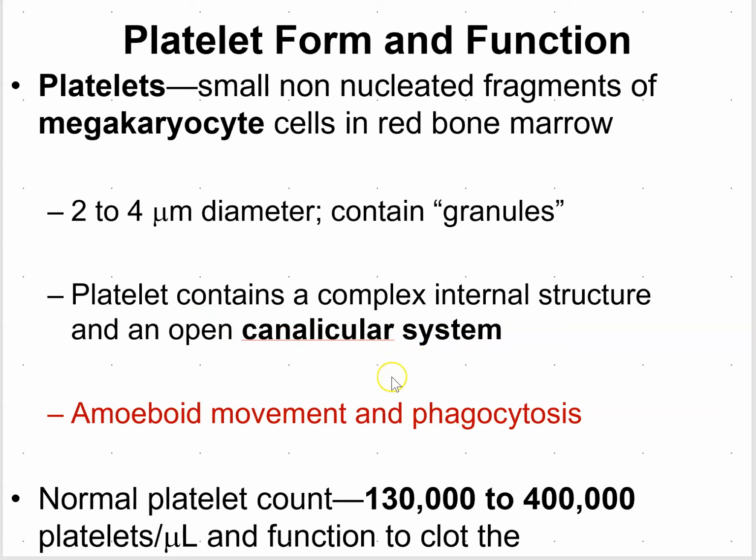They're capable of moving by amoeboid movement. So they can move like an amoeba and cause phagocytosis. A normal platelet count in a person is typically 130,000 to 400,000 platelets per microliter of blood. Their main function is to help with blood clotting.